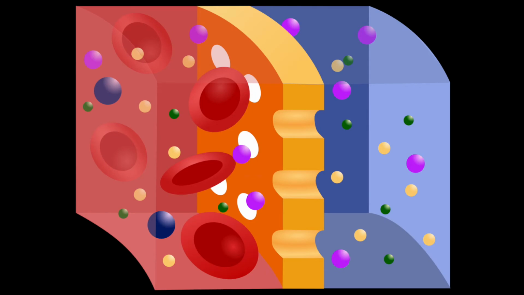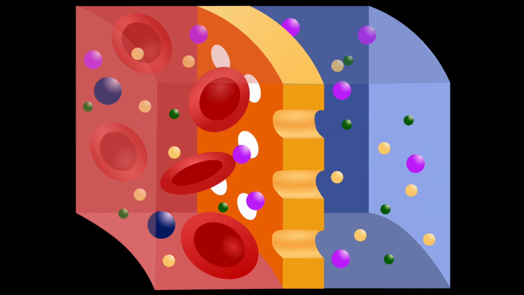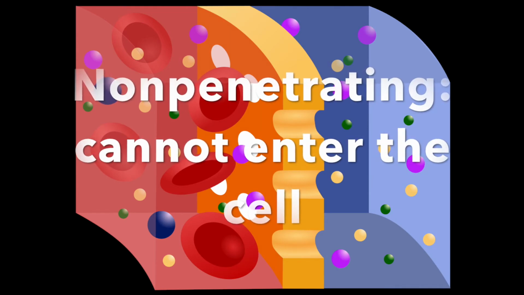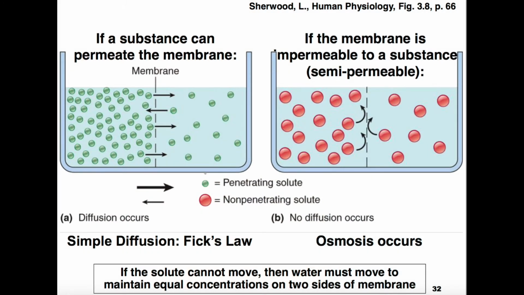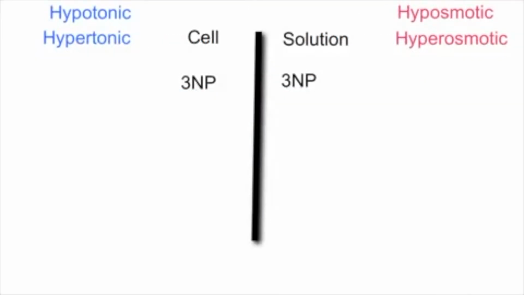If the solute particles can enter the cell, we call them penetrating solutes. We call particles that cannot cross the membrane non-penetrating solutes. Tonicity depends on the concentration of non-penetrating solutes only. Sodium chloride is probably the most common non-penetrating solute.